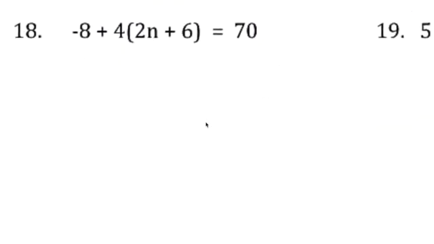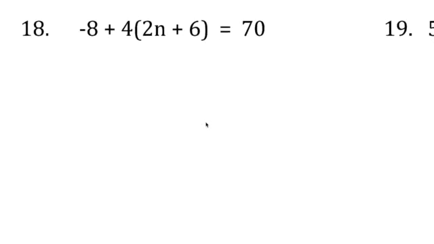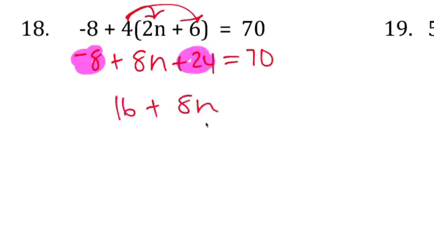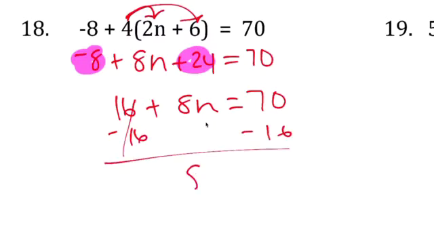Okay, no additive inverse because it's all plus, so you bring down this negative 8 plus this 8n plus the 24 equals 70. Combine these two, they're alike. You get positive 16, the bigger number takes the sign, plus 8n equals the 70. Minus 16, you get 8n equals 54. Divide by 8.